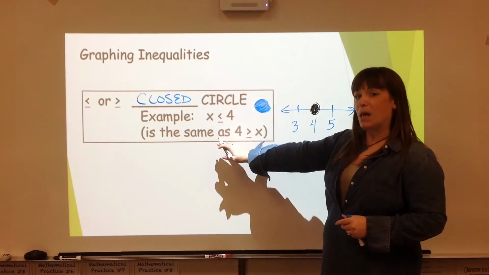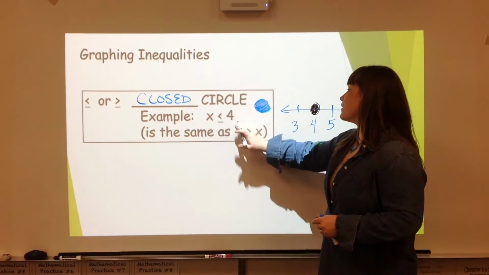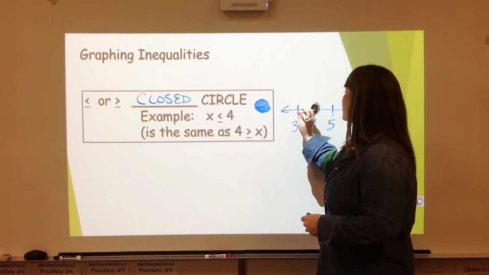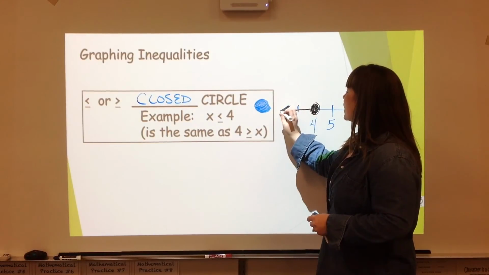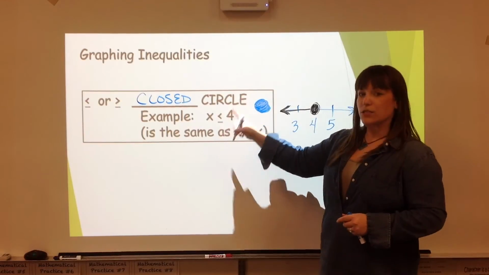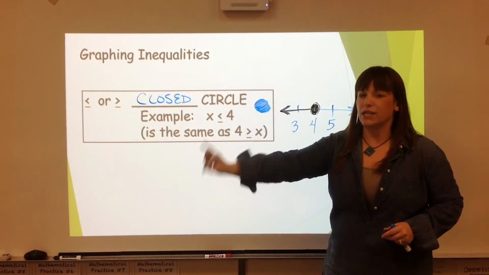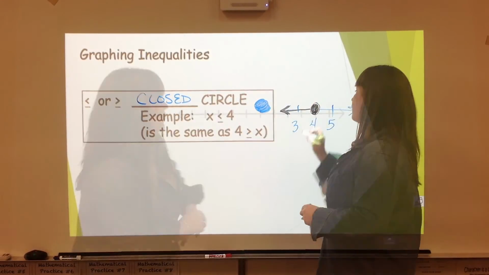Again, you can always pluck and plop to check. Is 3 less than or equal to 4? Yes, it is. So we're going to shade to the left. Notice this is the less than symbol. If you're using the less than symbol, you should be coloring in that side of the arrow.